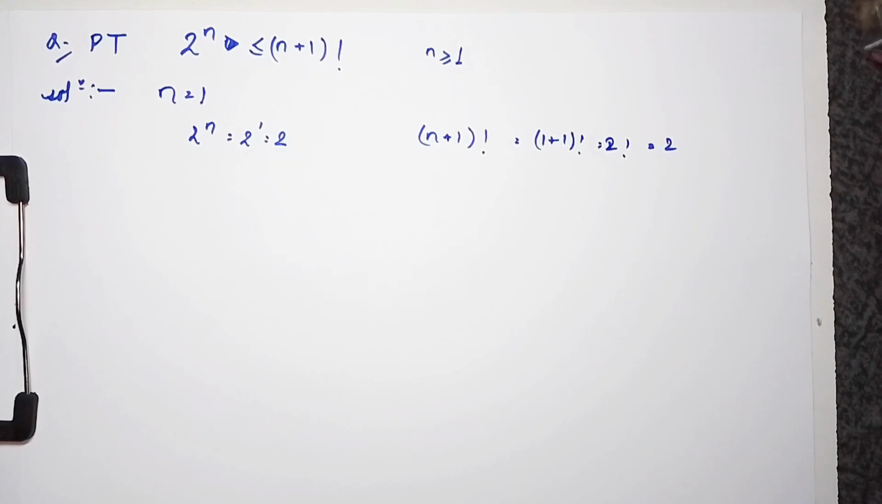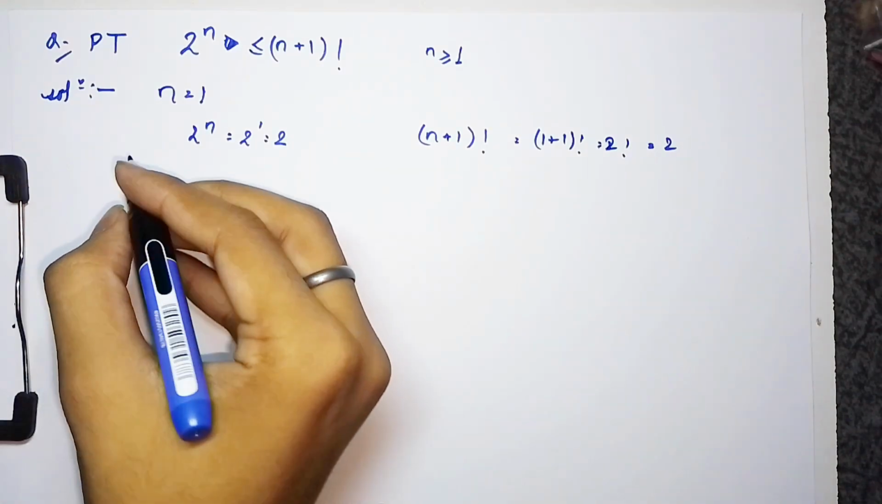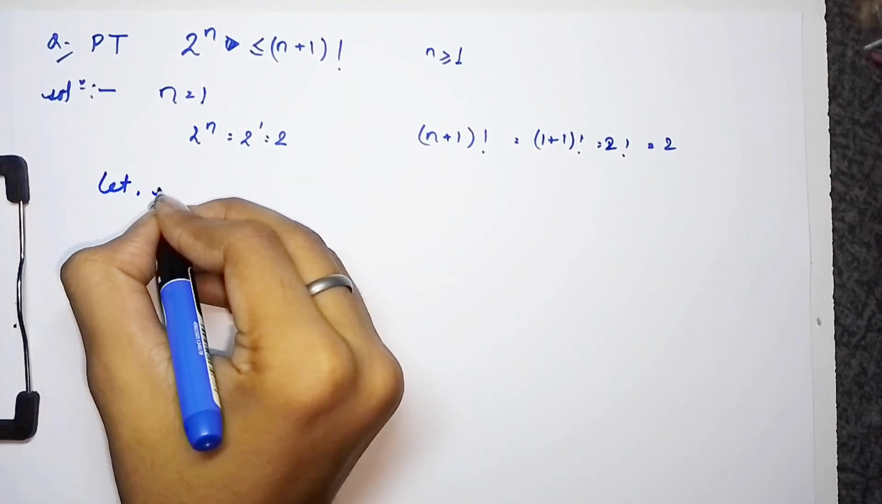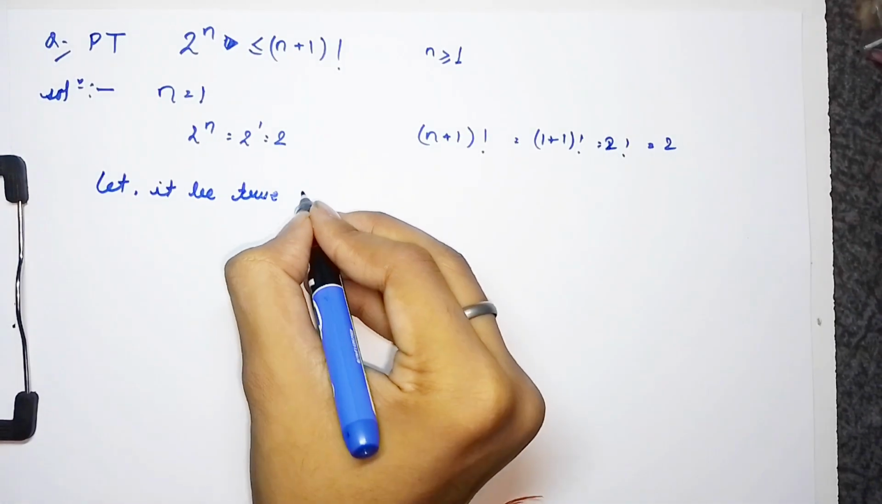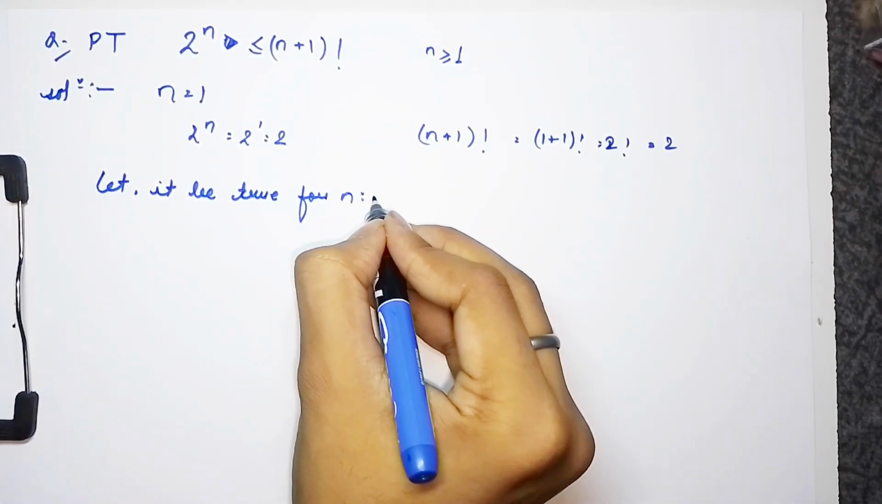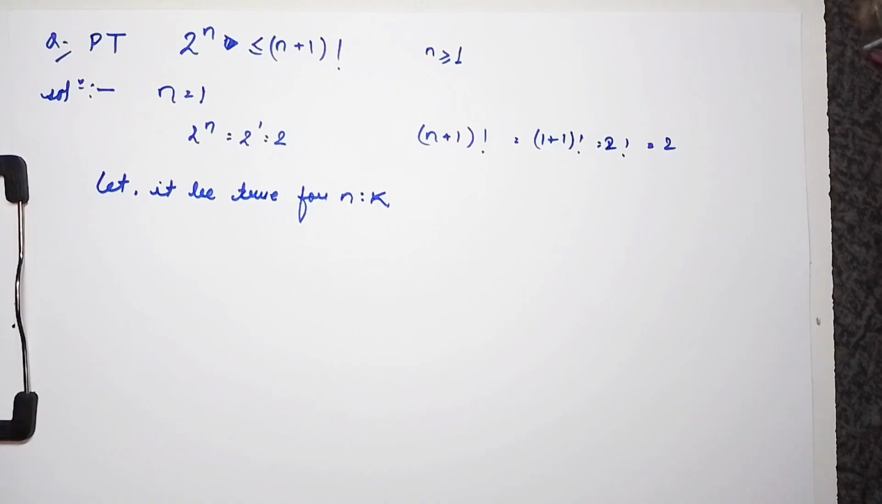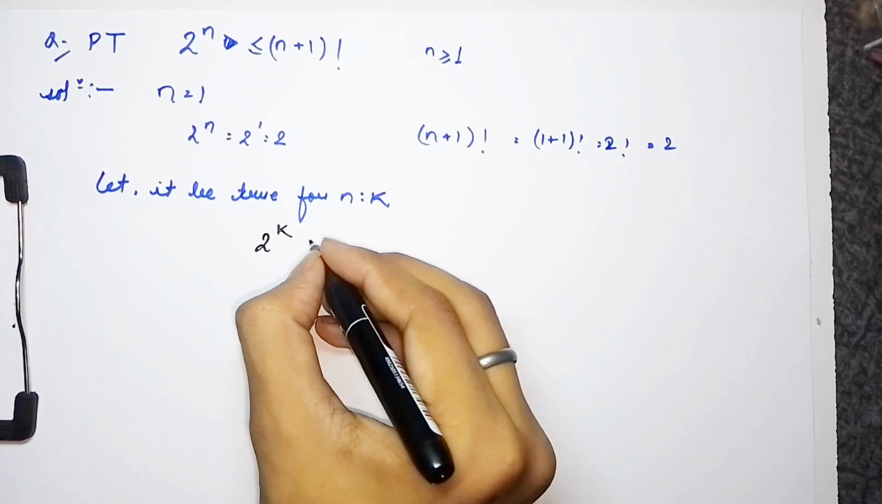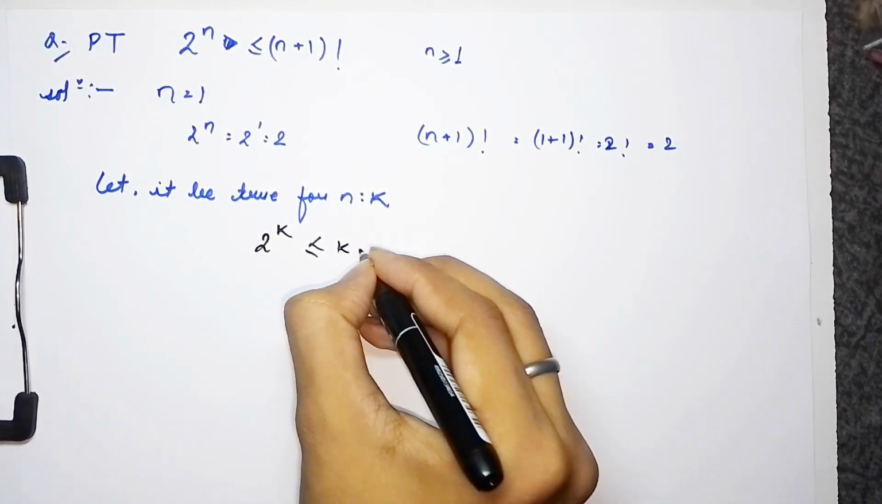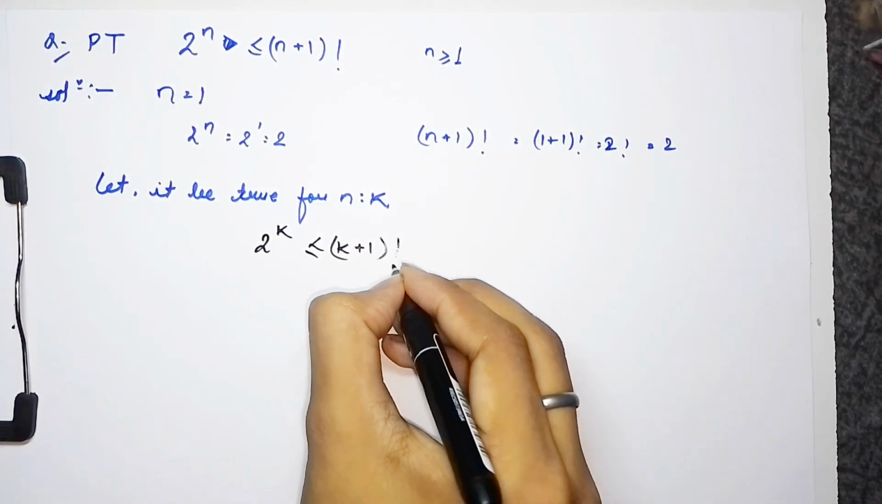Now let's suppose that this is true for some n equal to k. Let it be true for some n equal to k. Now if this is true for some n equal to k, then we have 2 to the power k is smaller than or equal to (k plus 1) factorial. I hope that it's clear till now.